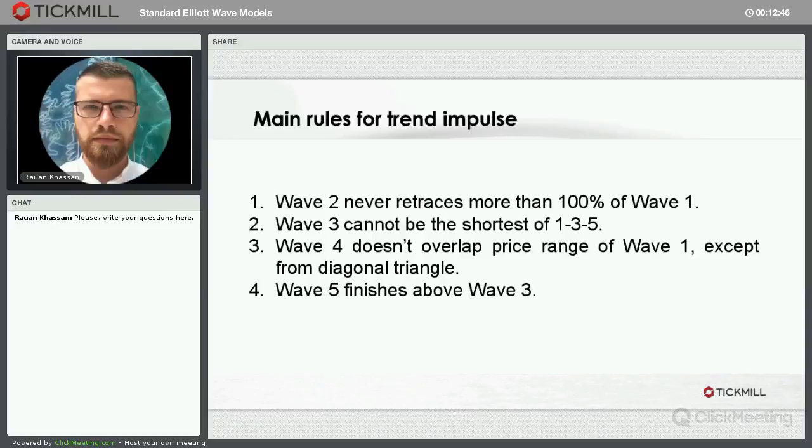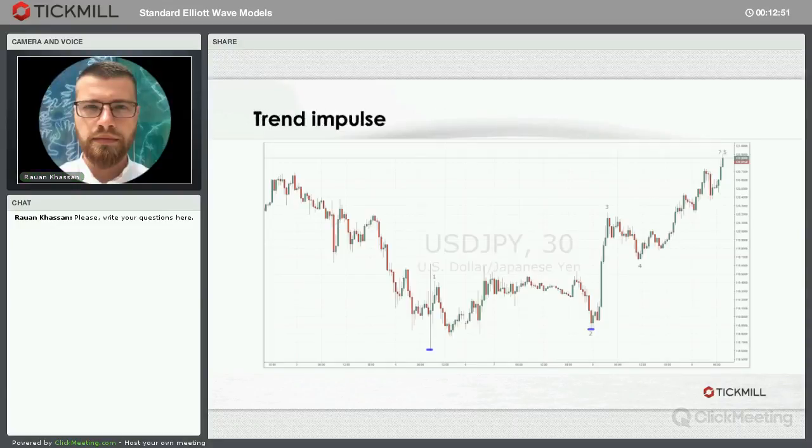Next concept is wave 3 cannot be the shortest of waves 1, 3, and 5. Here again, we don't even need to use linear options. As you can see, the price range for wave 1 is definitely shorter than the price range for wave 3. So this rule is completed correctly too.